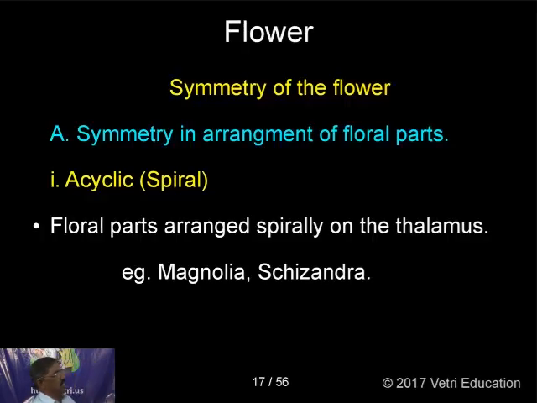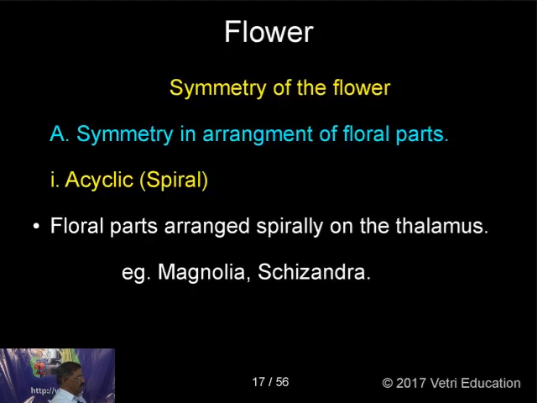Next, let us see the symmetry of the flower. So you have to follow very slowly, because all are technical terms and each is having a meaning of its own. Regarding the symmetry, you can discuss the arrangement and then number. I will tell you later. The first one is symmetry in the arrangement of the flowers. So first one is the acyclic or spiral arrangement.